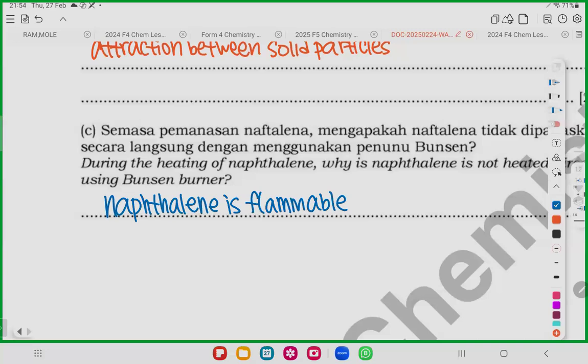We do indirect heating. You will heat the water, then use the water bath to heat the naphthalene. Okay? Because when you do indirect heating, the heating is slow and steady, so it's safer. If you directly heat naphthalene, it will be a problem because naphthalene is flammable. It will catch fire very, very easily.